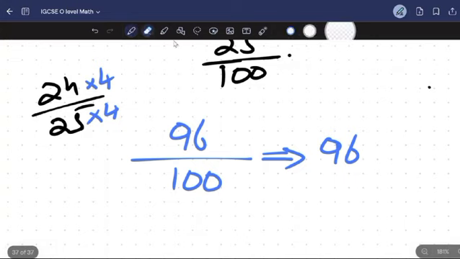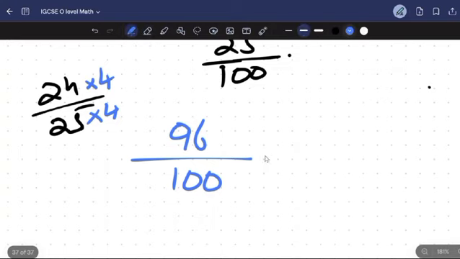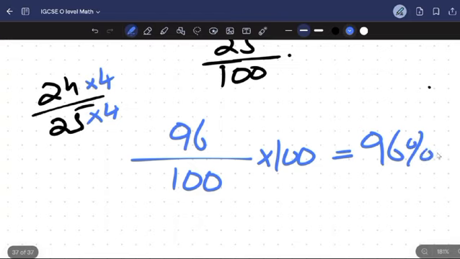And to convert any fraction to a percentage, you just need to multiply it by 100. Now I've got a fraction, I just multiply it by 100 and I get the real percentage, which is 96%. So the key idea of a percentage is representing a number with a denominator of 100.